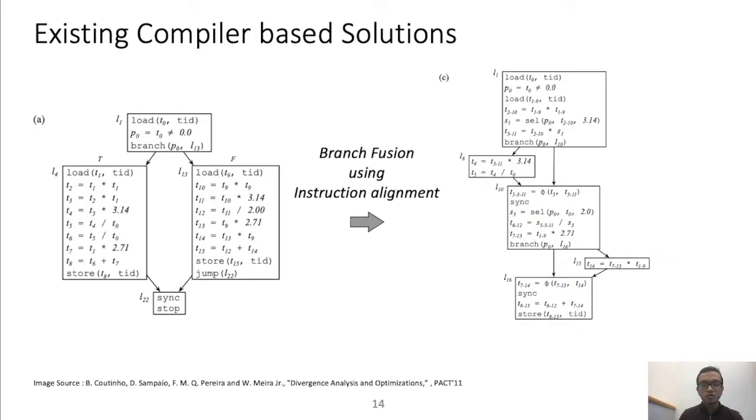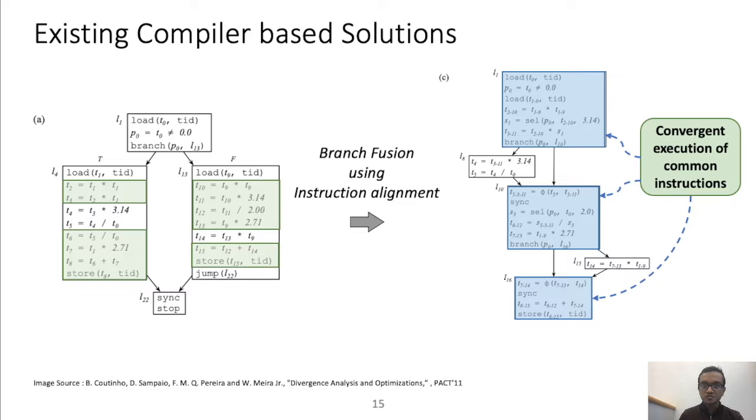Branch fusion is a more general version of tail merging. Branch fusion works even when the common instruction segments are scattered over the divergent basic blocks. In this example, basic blocks T and F have many common instructions, but not all of them are at their tails. Branch fusion works by first computing an alignment of common instructions in 2 divergent basic blocks.